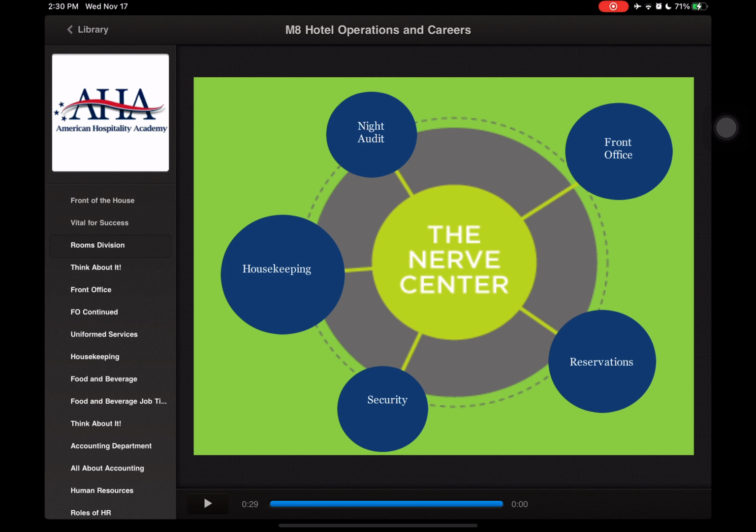The Rooms Division is the nerve center for most of a hotel's operations. This functional area includes the front office, housekeeping, reservations, night audit, and loss prevention security departments. The size and scope of these areas may differ from one hotel to another depending on the hotel size and product type. The management philosophy of the hotel may also affect the organizational structure of the Rooms Division.